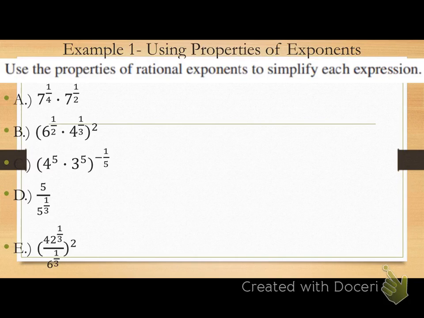Are these notes on Canvas? They will be. Okay, because I didn't bring my box.